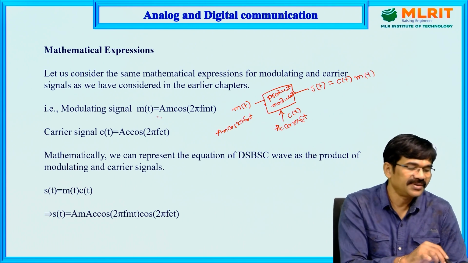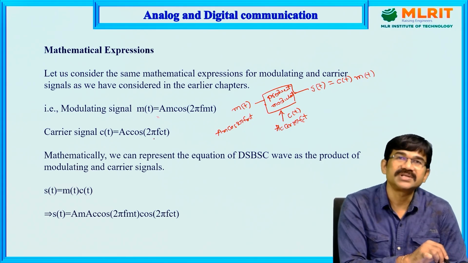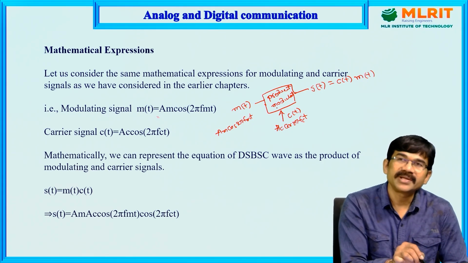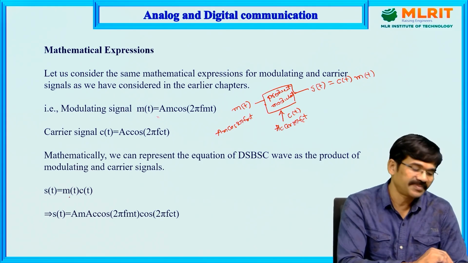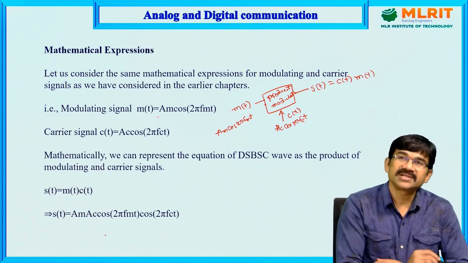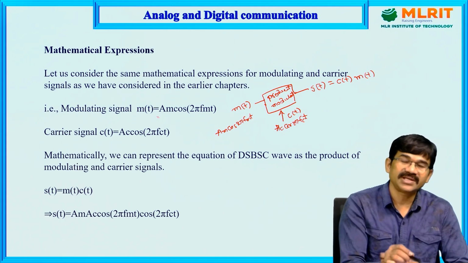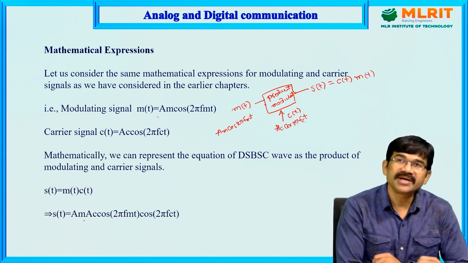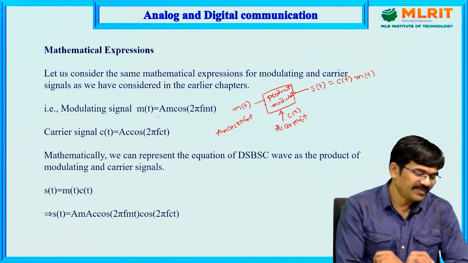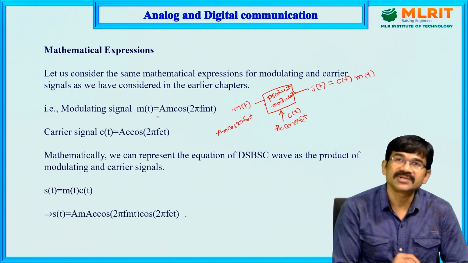So see here, modulating signal Am cos 2π fm t, carrier signal Ac cos 2π fc t. Those two signals we are applying to the product modulator. Output of the product modulator is s(t). s(t) can be represented as m(t) into c(t). So what is the expression? m(t) is Am cos 2π fm t, c(t) is Ac cos 2π fc t. If you multiply both signals, Am Ac cos 2π fm t cos 2π fc t. This is the mathematical expression for the DSBSC modulated signal.